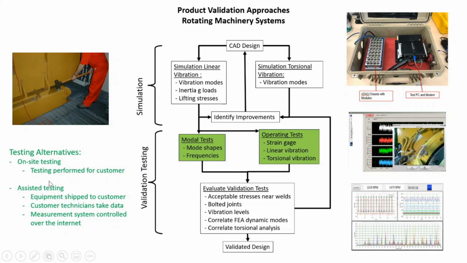Now, there are some alternatives to how we do some of this testing. In some cases, we essentially send our test teams on site and perform the work for the customer. In other cases, we have what we call assisted testing, and that's where we ship the equipment to the customer, and usually a case similar to this.